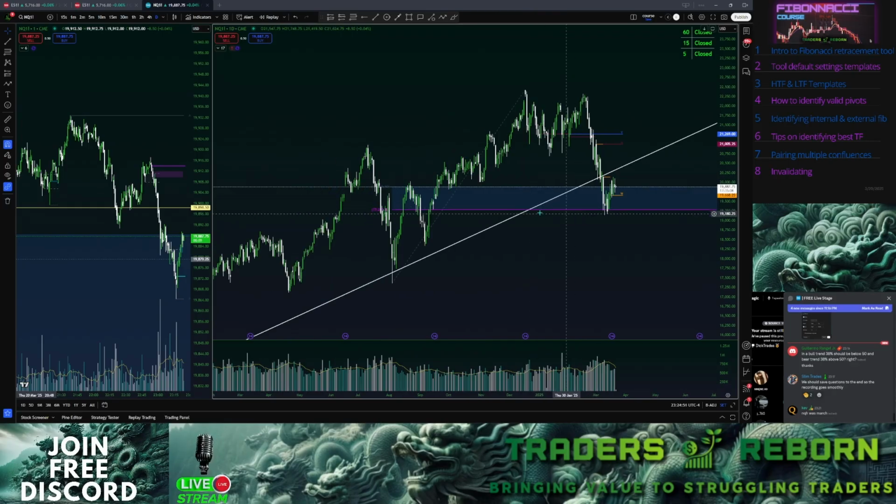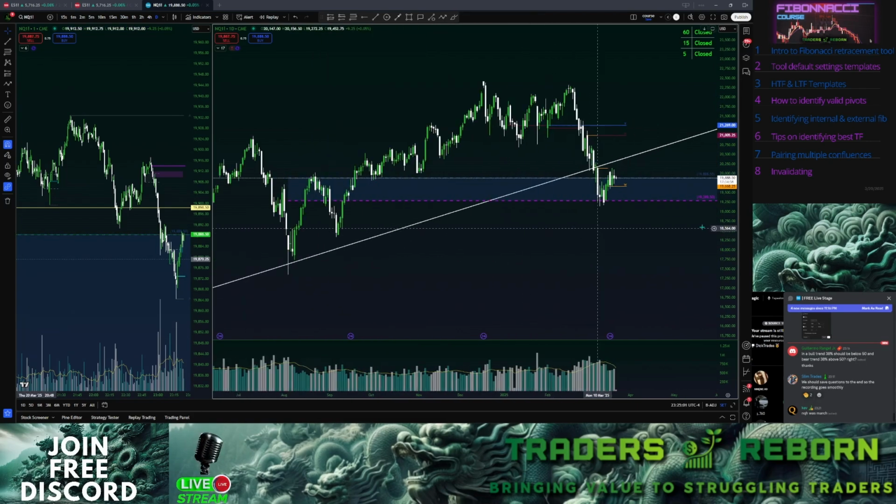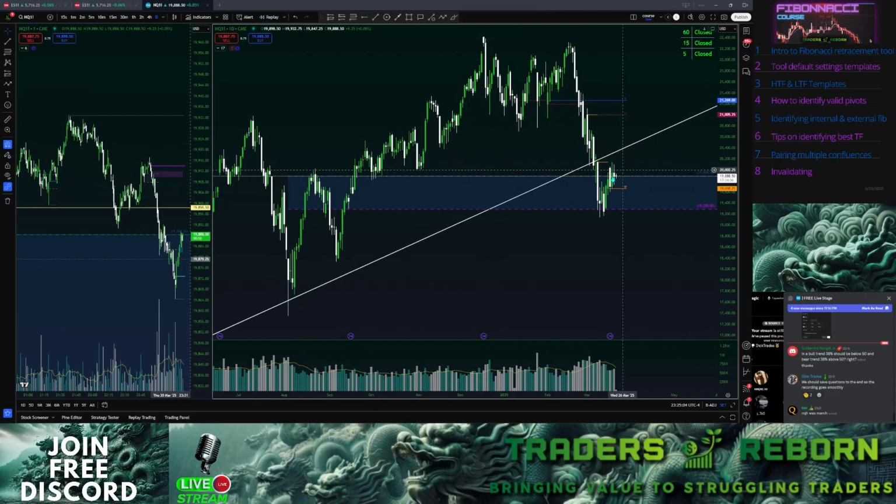Now because this is a higher time frame, we're going to change it to the template of the high time frame OTE. There we go. Now we have the high time frame OTE. And look where we bounce. Is that a coincidence?